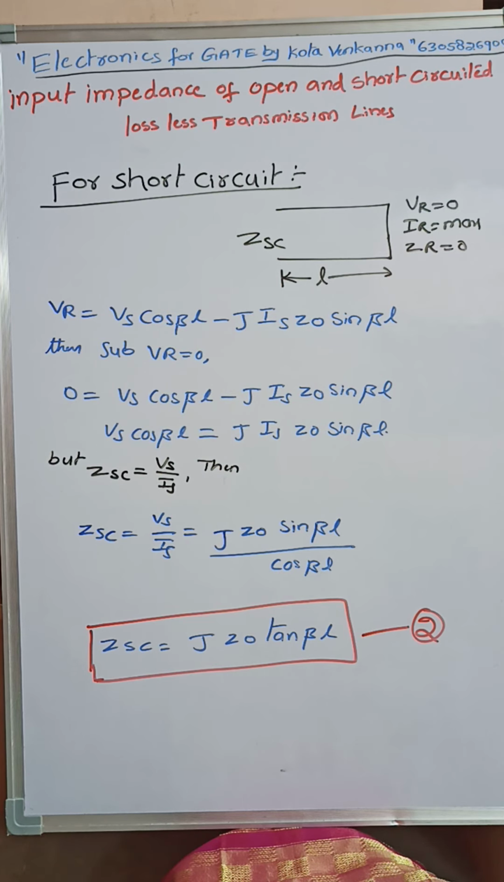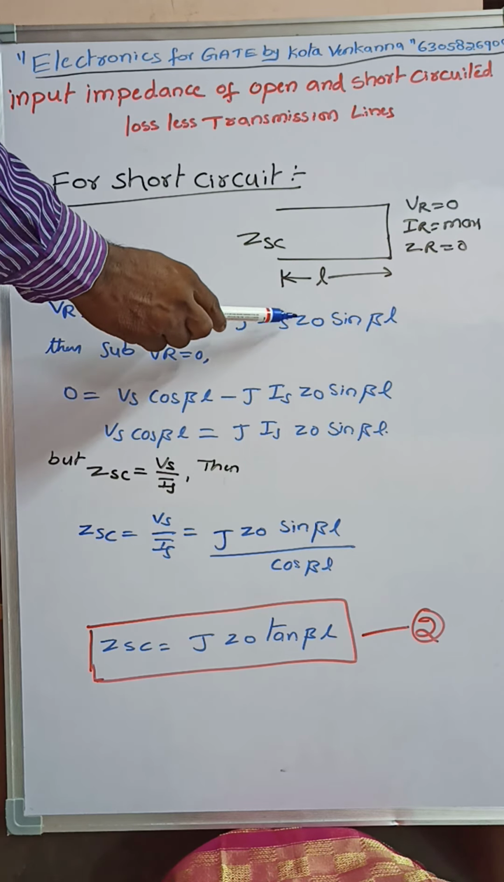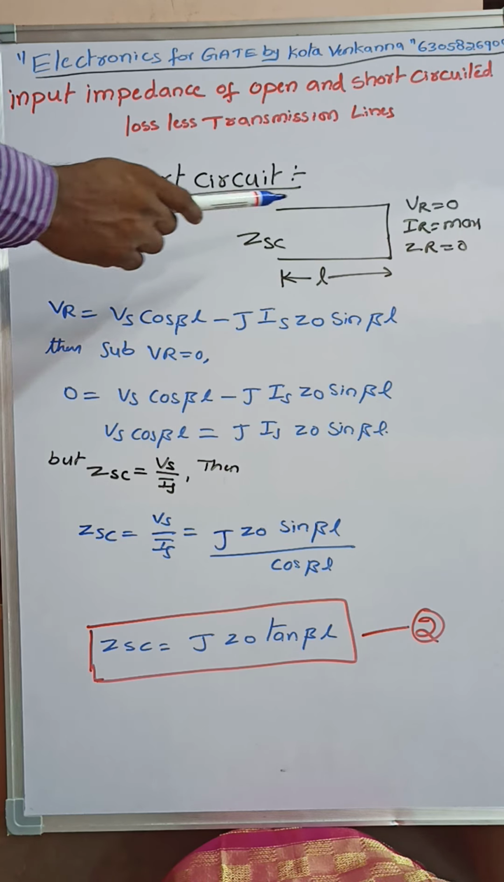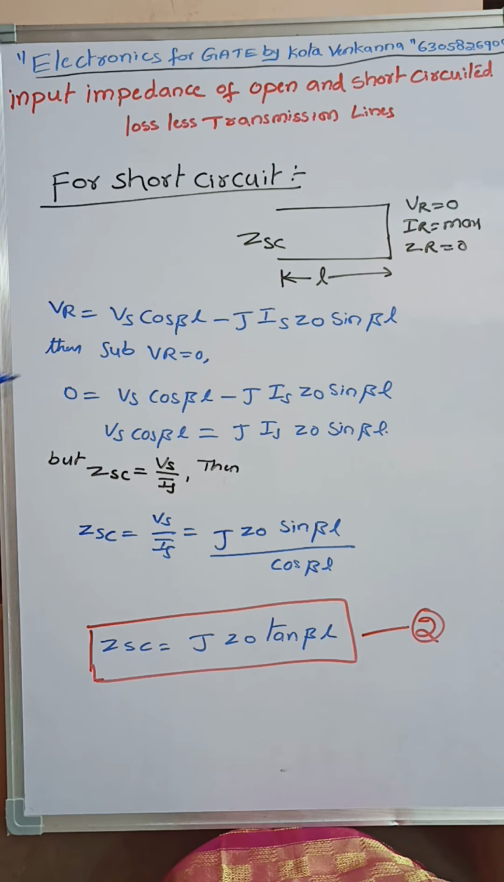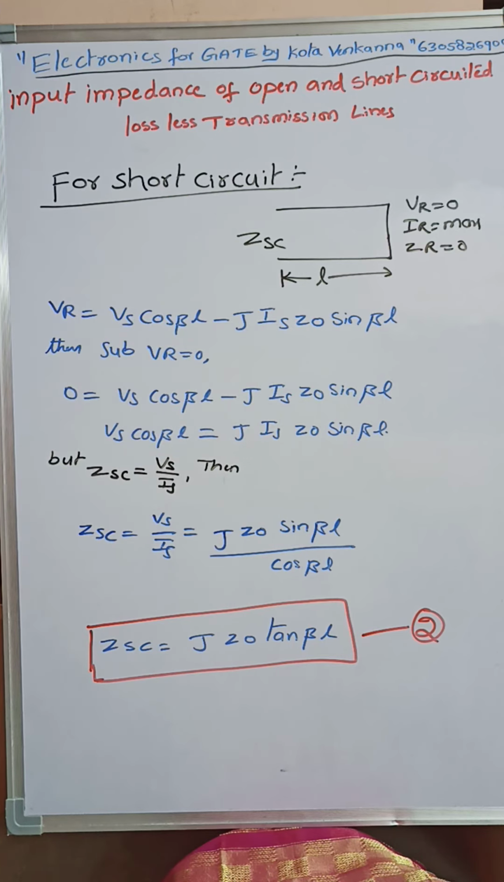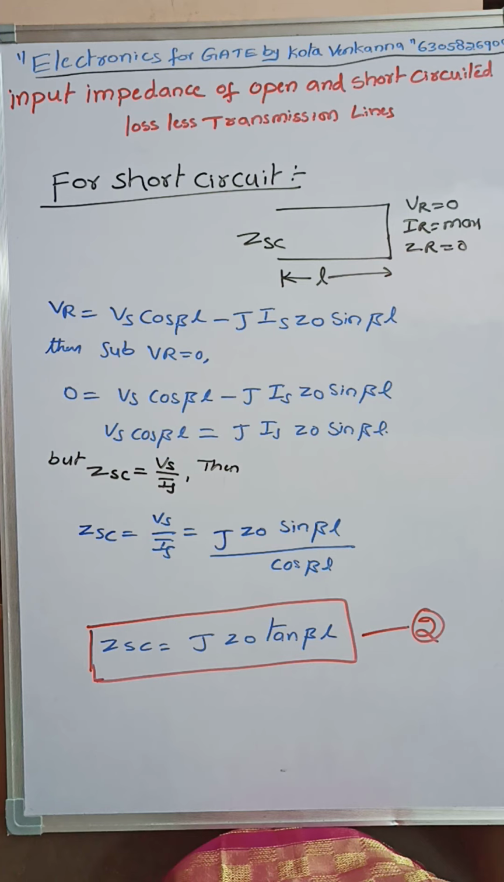So in the basic equation VR is equal to Vs cos beta L minus j Is Z0 sin beta L, we substitute VR is equal to 0. Then 0 is equal to Vs cos beta L minus j Is Z0 sin beta L. Then Vs cos beta L is equal to j Is Z0 sin beta L.